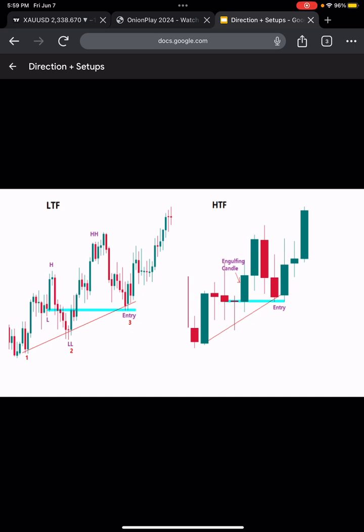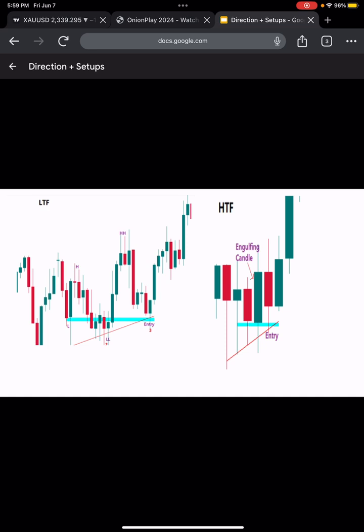Low, high, lower, low. Again, same thing. Higher time frame is the engulfing candle. So just get familiar with the structure of how the structure looks in terms of the lower time frame, and the higher time frame is just a confirmation, right? So that's basically how it looks.